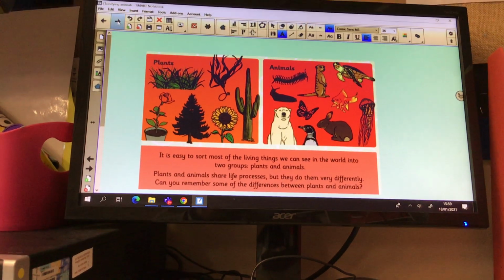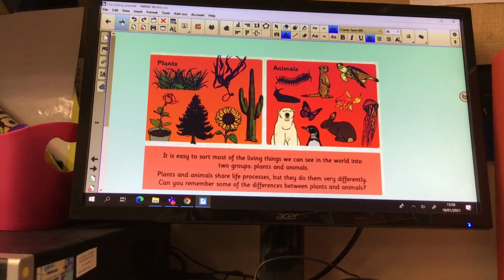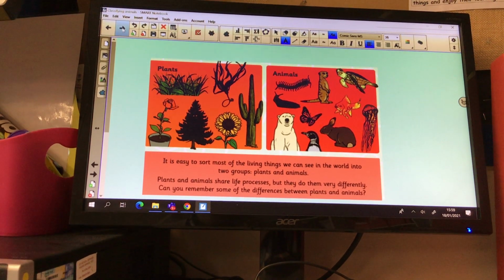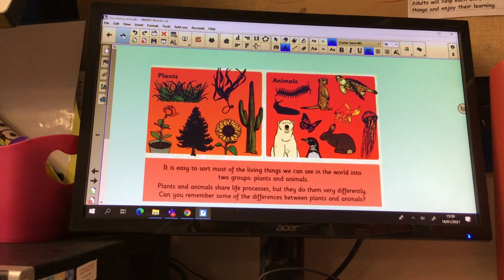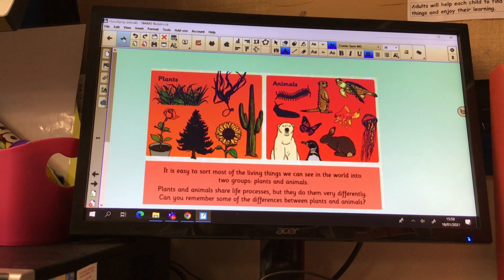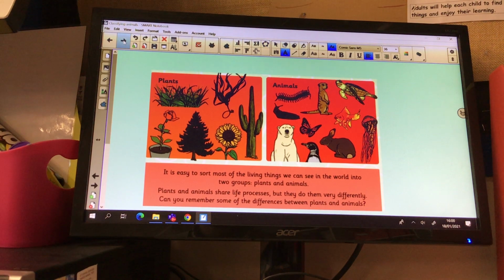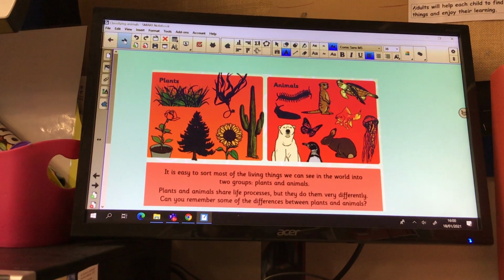So you might have sorted them into plants and animals. And it's easy to sort most of the living things that we can see in the world into 2 groups, either plants or animals. Plants and animals share life processes, but they do them very differently. Can you remember some of the differences we looked at earlier between plants and animals?